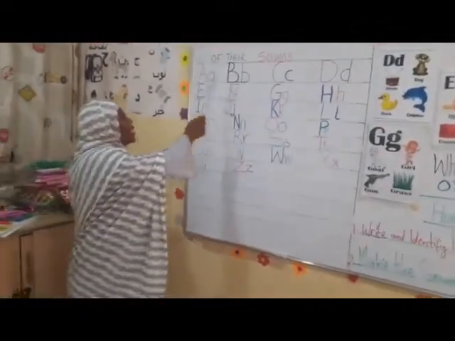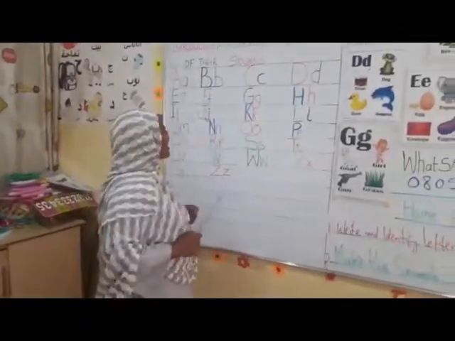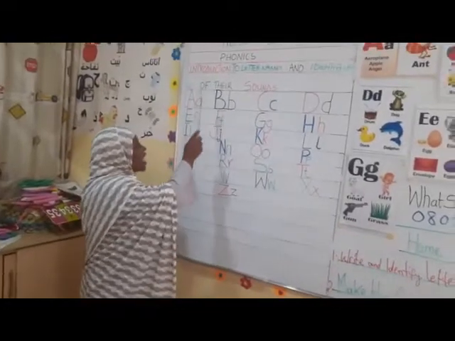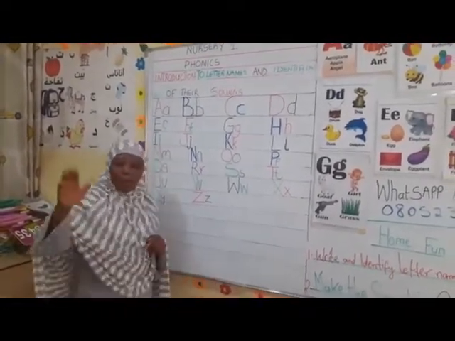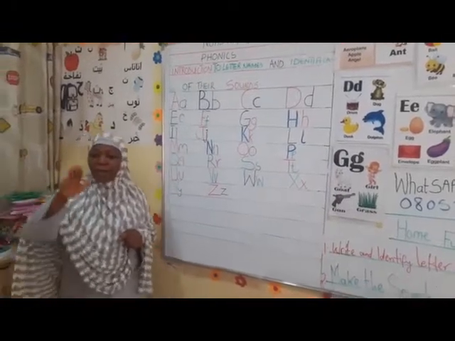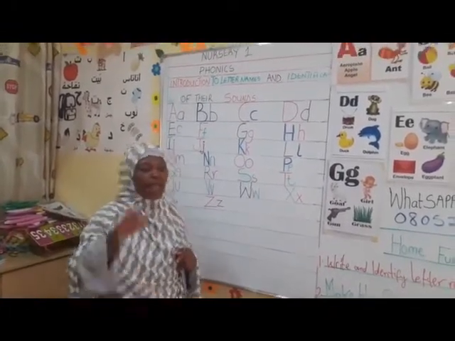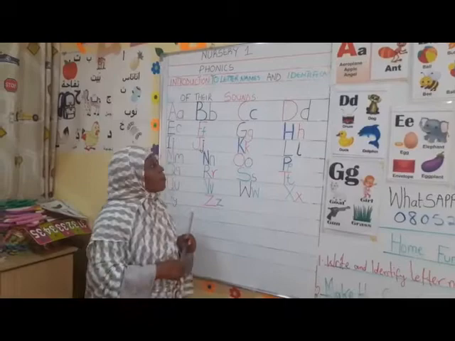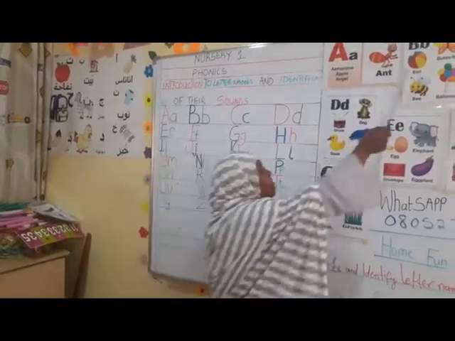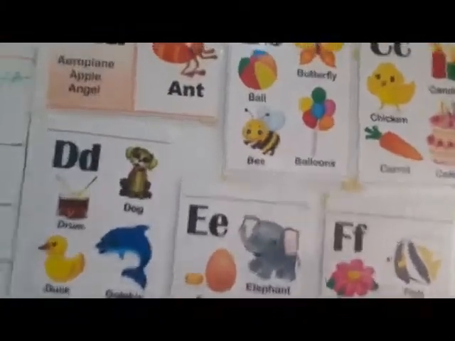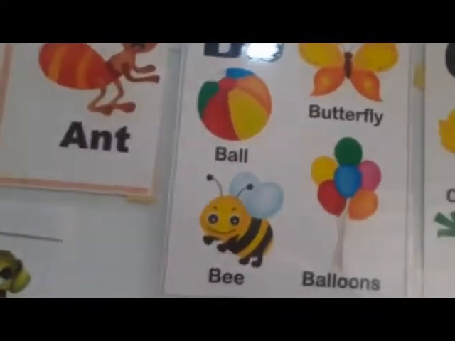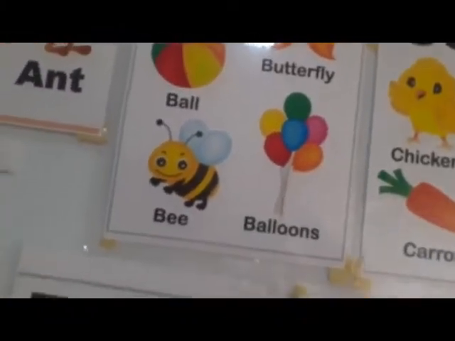Let's go to the next letter. The next letter is what? Letter B. Can you all say it again? Letter B. Good. What is the sound of letter B? B, B, B, B. Can you all do the demonstration? B, B, B, B. As in bug, as in butterfly, as in bee, as in balloon. Very good.